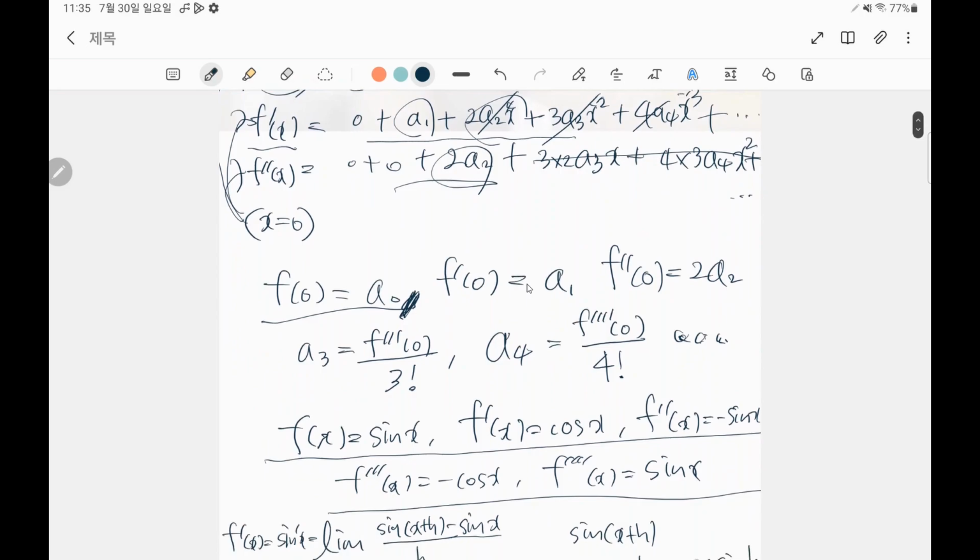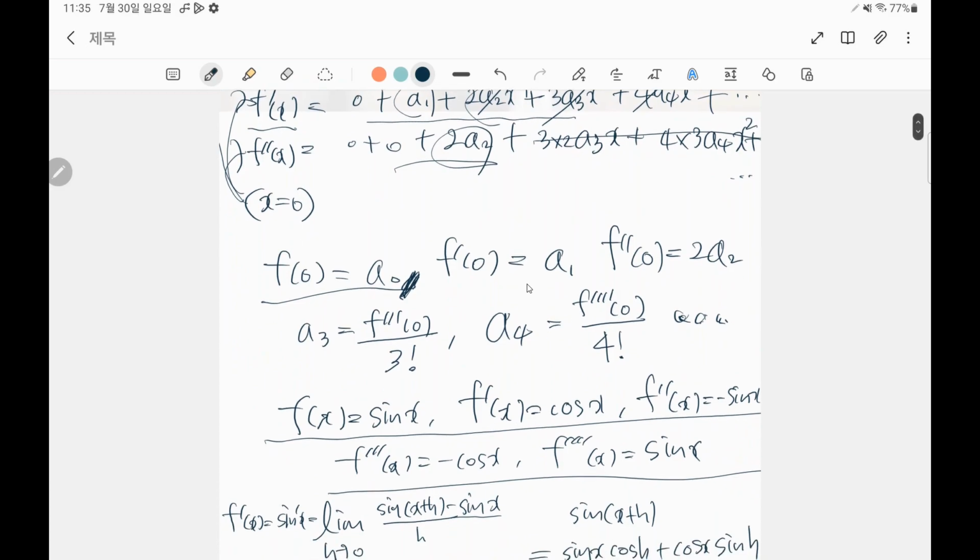For example, with f(x) equals sine of x, if you differentiate that with respect to x one time, you get f prime of x, which equals cosine of x. You can easily calculate this using the definition of differentiation. And f double prime of x similarly becomes minus sine of x, and f triple prime of x equals minus cosine of x, and f fourth prime of x equals sine of x. And if you plug in 0 in each of these places, you just get numbers, right?